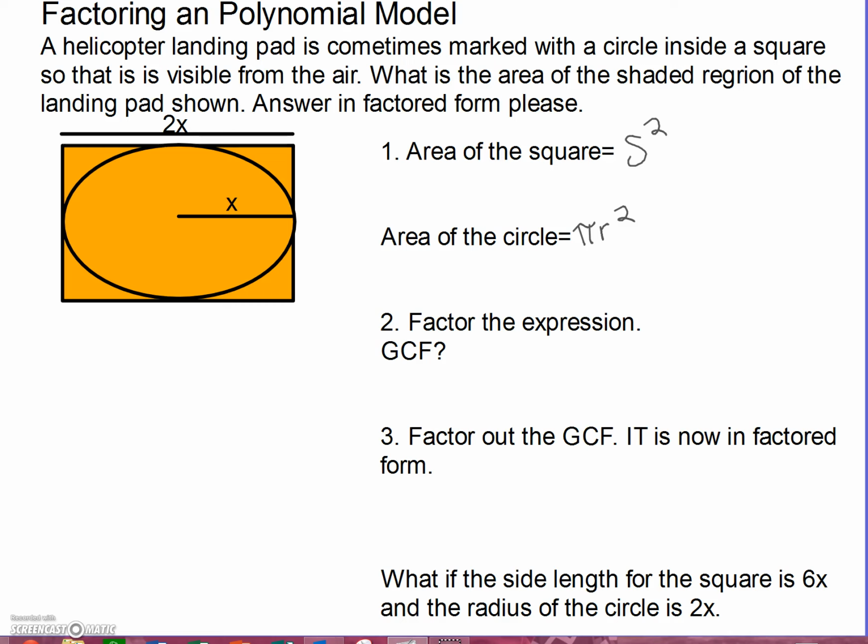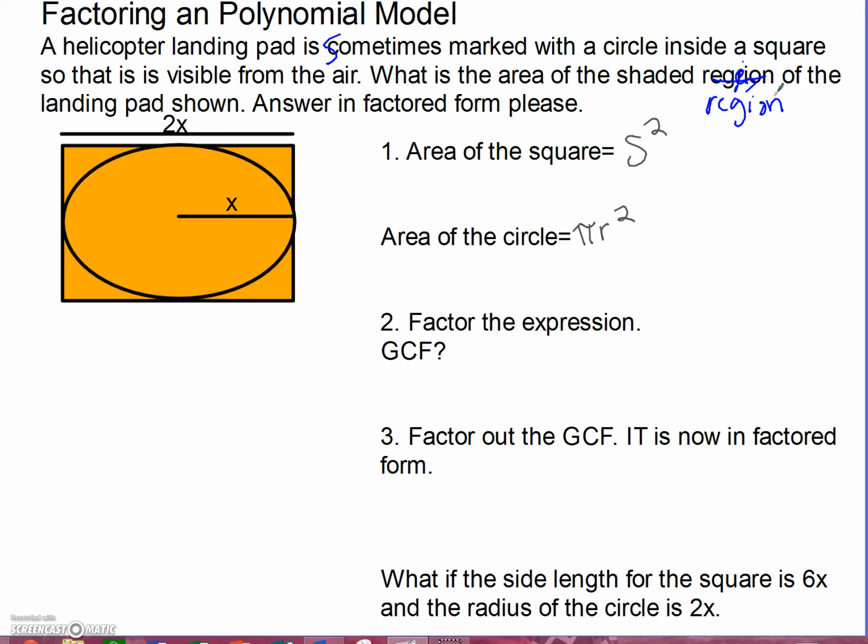All right, so of course they want a real life application. So how do we do it? Okay, we're going to factor a polynomial model. Okay, so our scenario is a helicopter landing pad is sometimes marked with a circle inside a square so that it is visible from the air. What is the area of the shaded region on the landing pad shown? Answer in factored form, please. Okay, that means we want to factor it out.